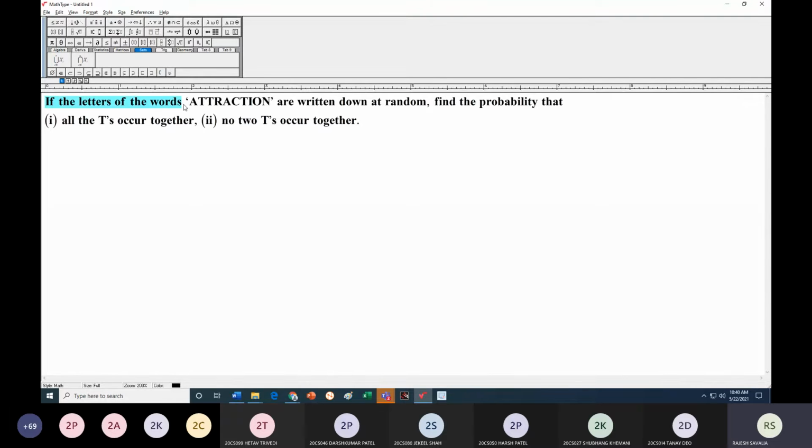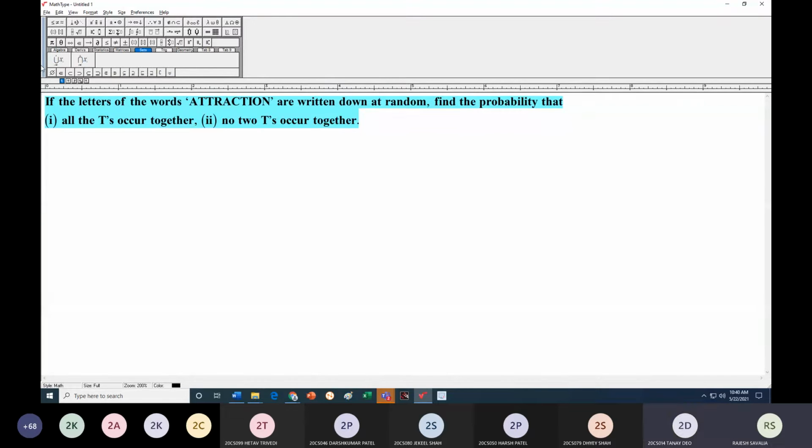If the letters of the word attraction are written down at random, you are going to write this spelling randomly. Find the probability that all T's, there are 3 T's, occur together. The second example says no 2 T's occur together. Any doubt in the question?